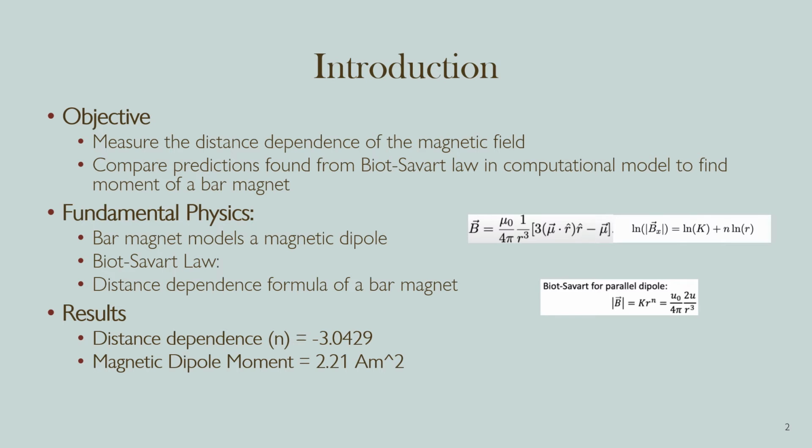The objective of this lab was to measure the distance dependence of the magnetic field, and to compare predictions found from the Biot-Savart law and a computational model in order to find the moment of a bar magnet. The fundamental physics principles were that the bar magnet models a magnetic dipole, the Biot-Savart law, which is seen on the right, and the distance dependence formula on the right. The results we found were that the distance dependence is equal to negative 3.0429 and that the magnetic dipole moment is 2.21 amperes meters squared.